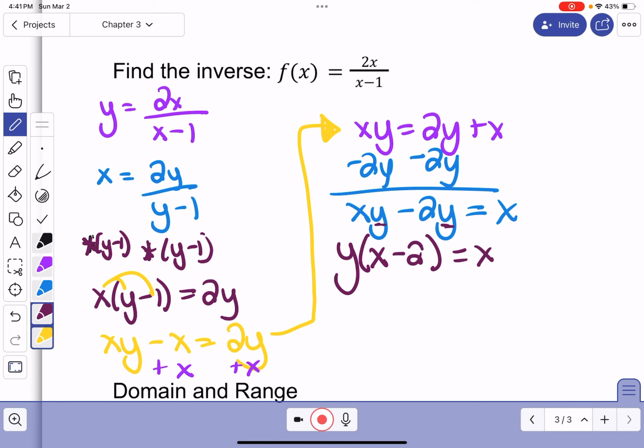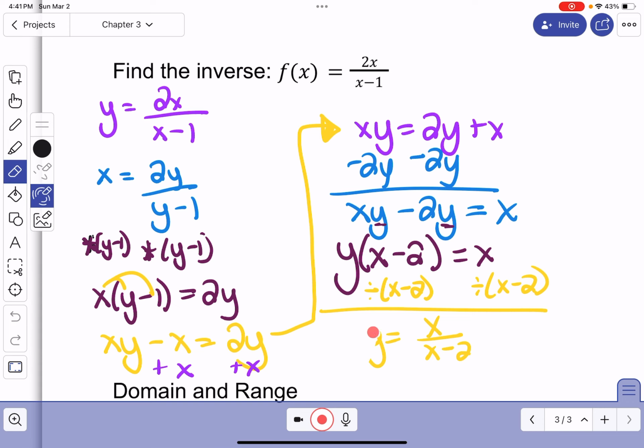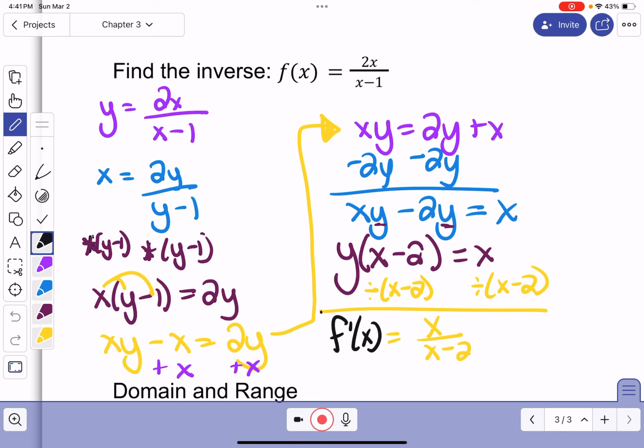Now the y is alone again, so we can divide by x minus 2 to get the y completely by itself. And then to make this function notation, we would do the inverse. So while it looks like it's scary, the hardest part is right here, just figuring out how do I rearrange it so I can factor out that y.